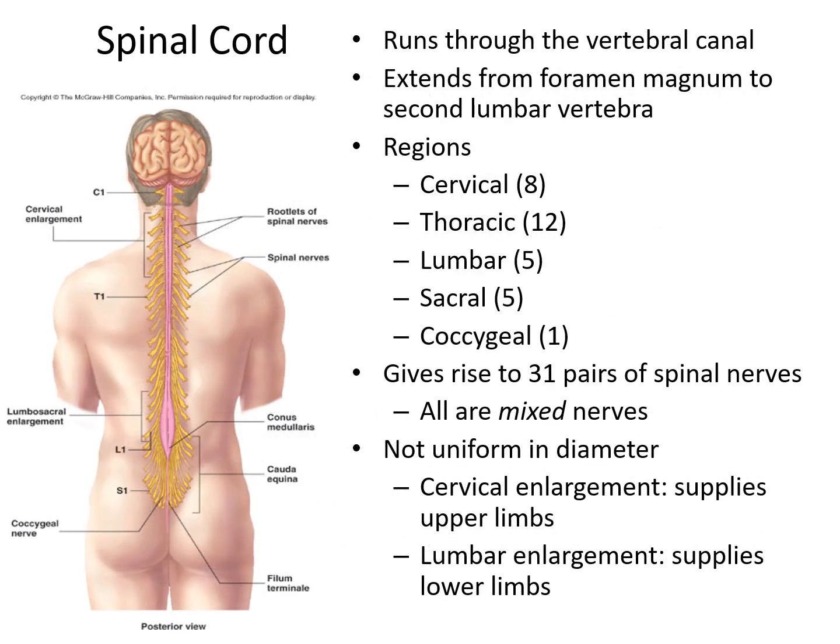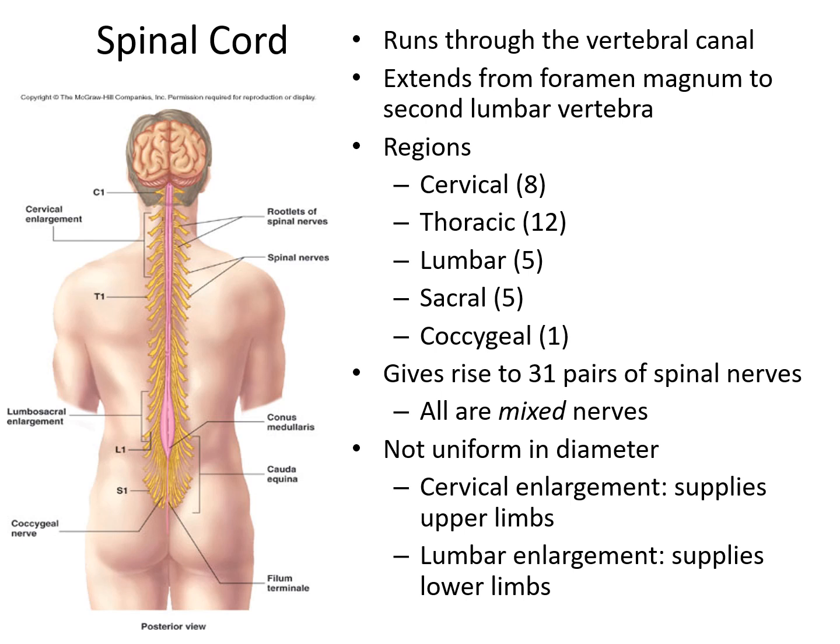Now let's see what the spinal cord is. We can see the spinal cord in this picture. It runs through the vertebral canal. It extends from the foramen magnum to the second lumbar vertebra, and we can see the regions.